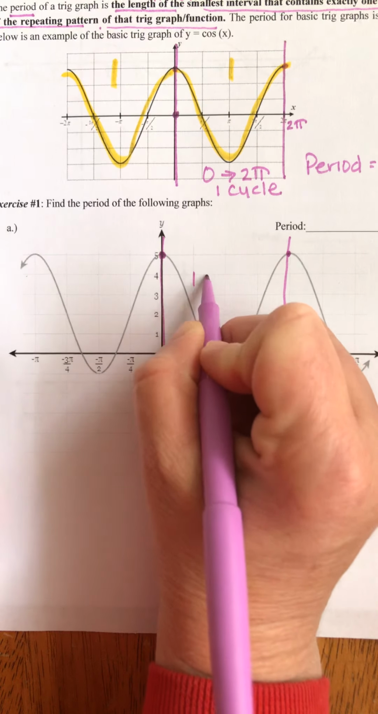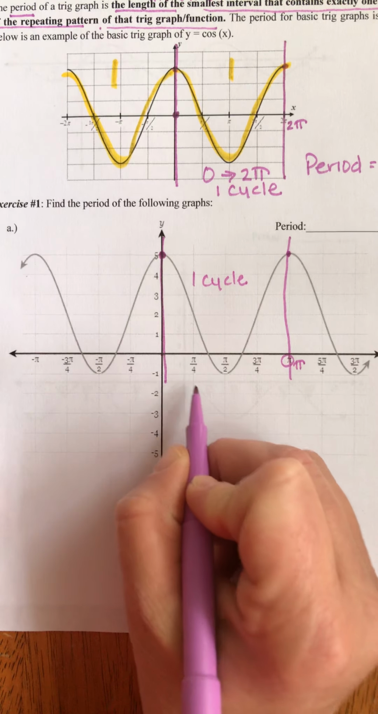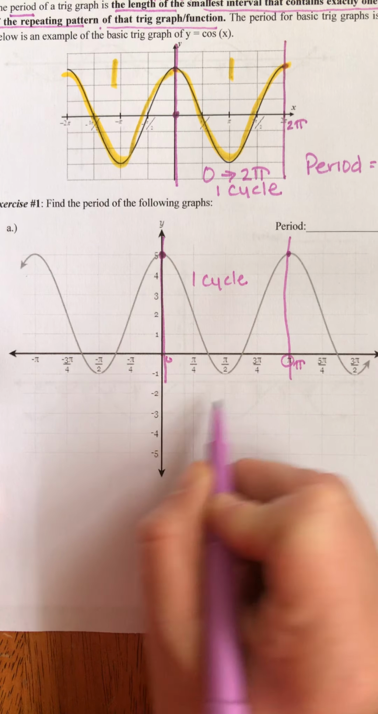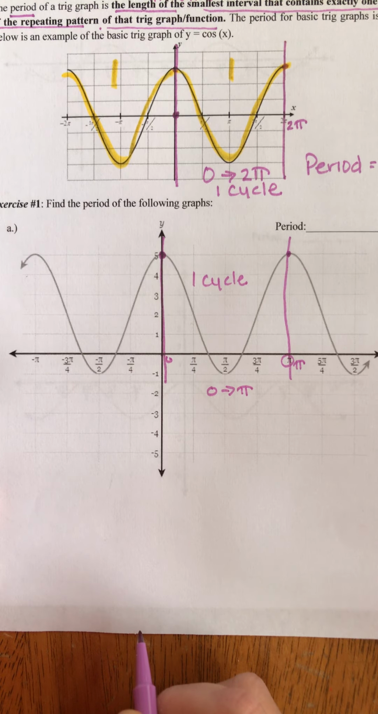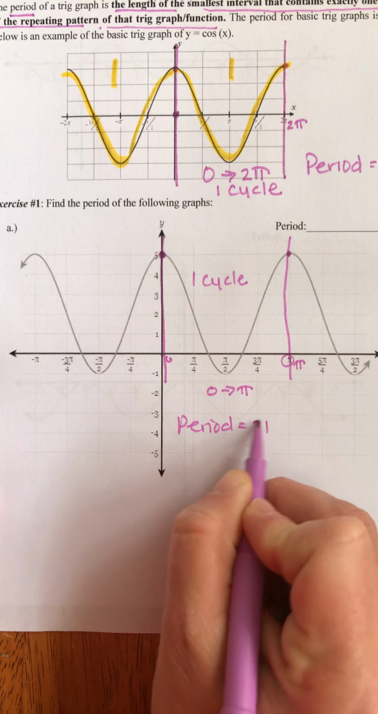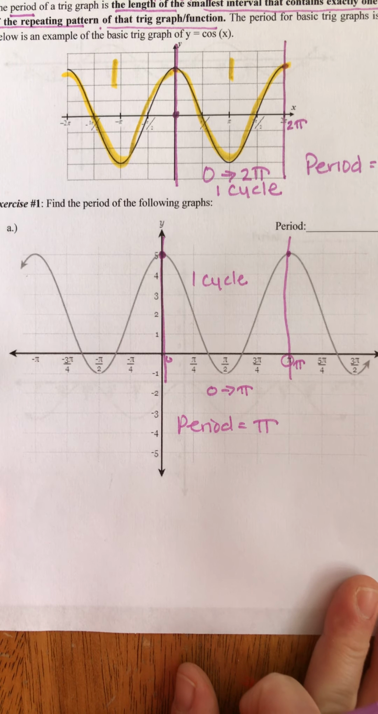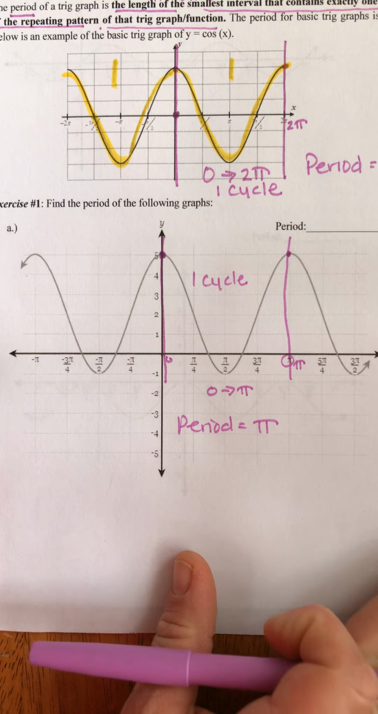Okay, so this is one cycle, one complete cycle. And it happens from 0 to pi. Okay, reading the x-axis label. So my period is pi for this one. It takes pi distance on the x-axis to complete one cycle. So that's what the period is there. Let's try another one.